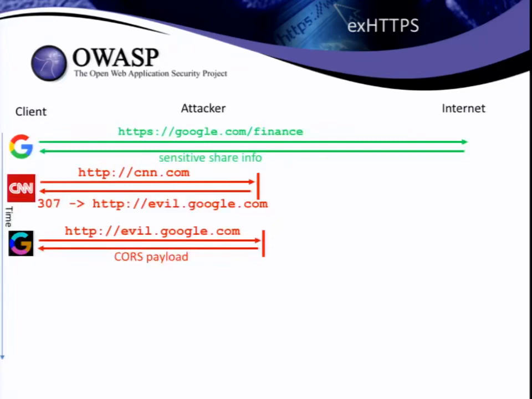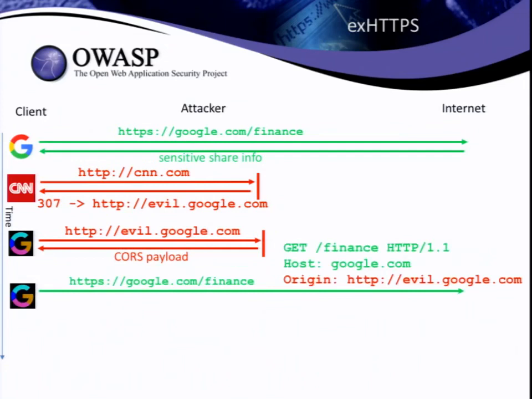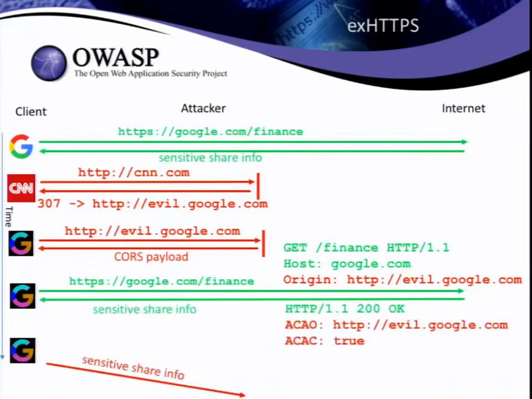And I'm going to send them some malicious JavaScript using CORS. So this JavaScript is now going to send a request to Google Finance. And Google Finance is going to see this request coming from http evil.google.com. And as we've seen, they trust that origin. So they're going to go, yep, you've got access. And this sensitive share information that I want to get hold of has just been passed to a fake website that I made over HTTP, running my own JavaScript, which can then post that data off to me.